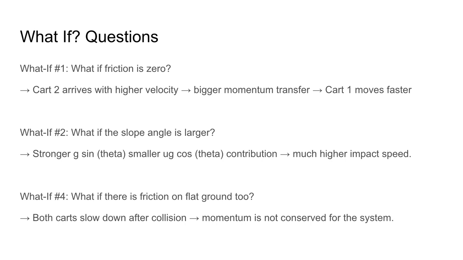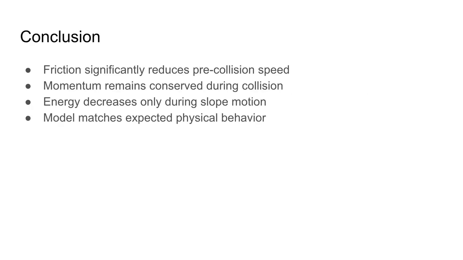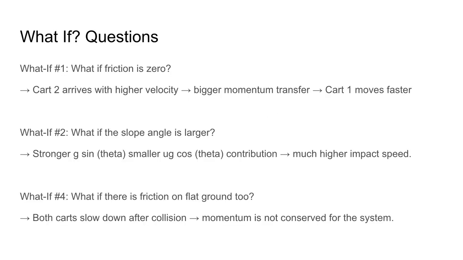I also explored a few what-if questions to understand how different assumptions affect the outcome. Small parameter changes like reducing friction or increasing slope angle dramatically change the collision speed. What if the friction is 0? The cart arrives with a high velocity, causes bigger momentum transfer, and cart 1 moves faster.